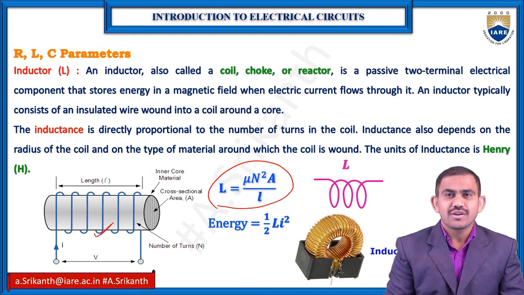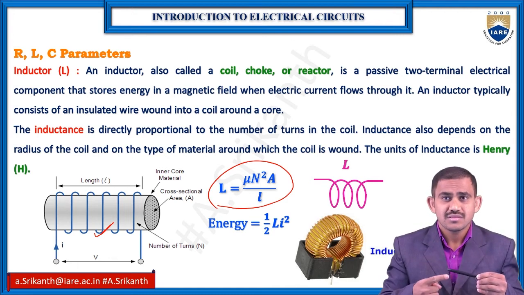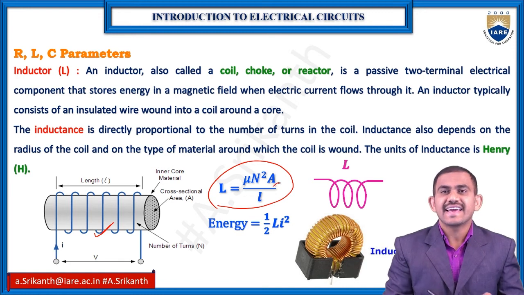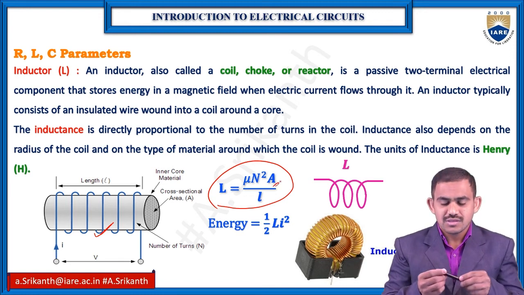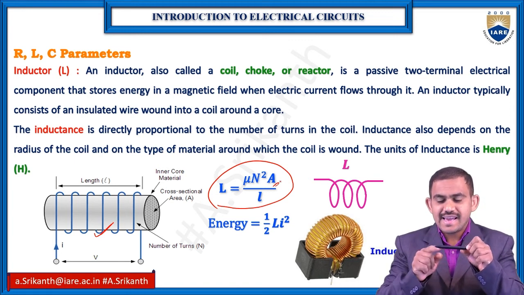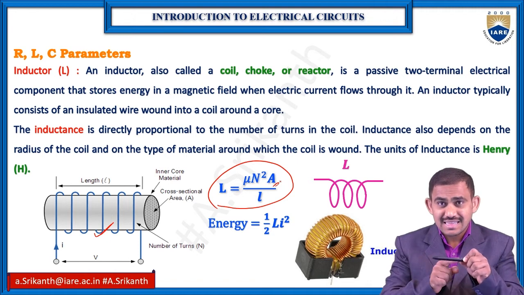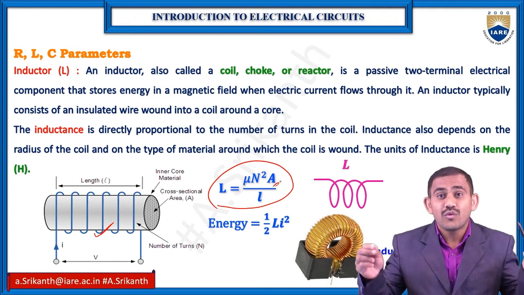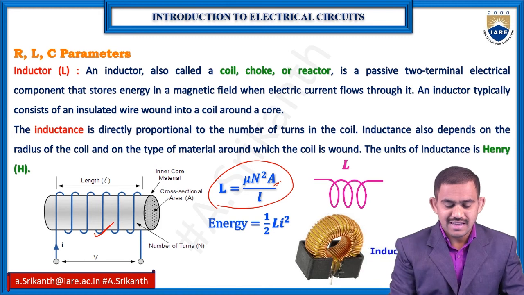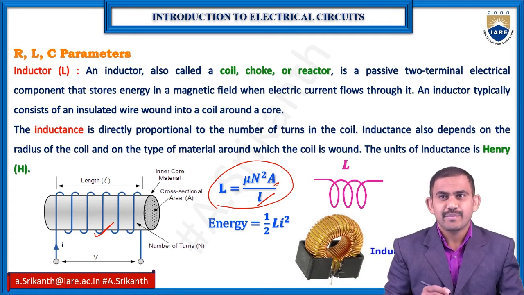And N square: how many turns do we have? That is nothing but your coil's number of turns. A is area. How much area did you cover? This is your rod, and you covered this much area. So this area is your A value. How many windings we have, that is the N value. And the length is not this length; it is your total wire length. So this is your L value. The inductance formula is mu N square A by L.